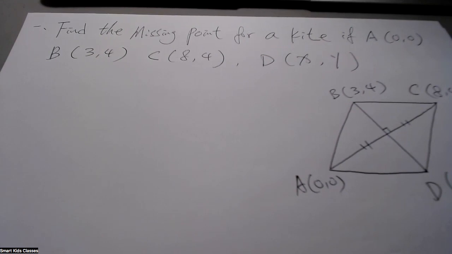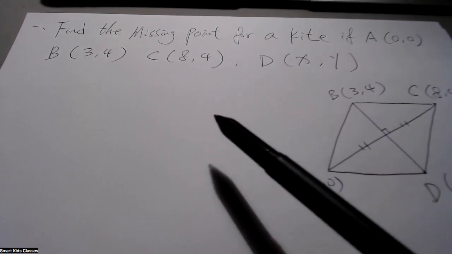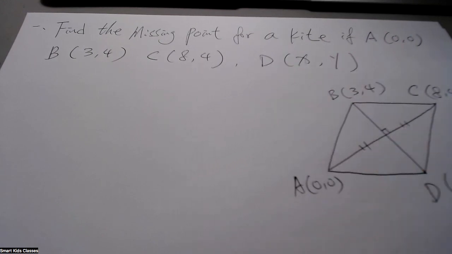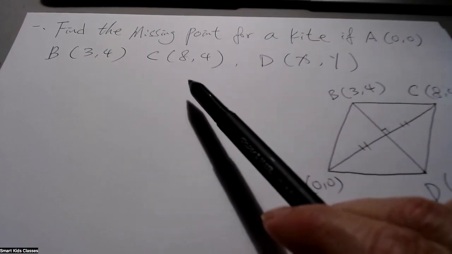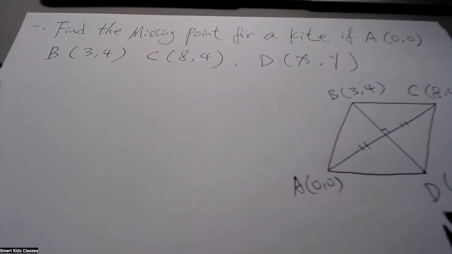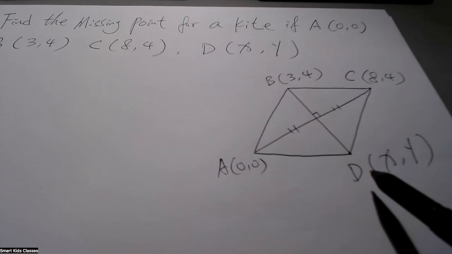Today I'm going to illustrate how to find a missing point in a kite. The question is: find the missing point for a kite if point A, point B, and point C are given, but point D is missing. It's equal to x and y. So how are we going to find this point?